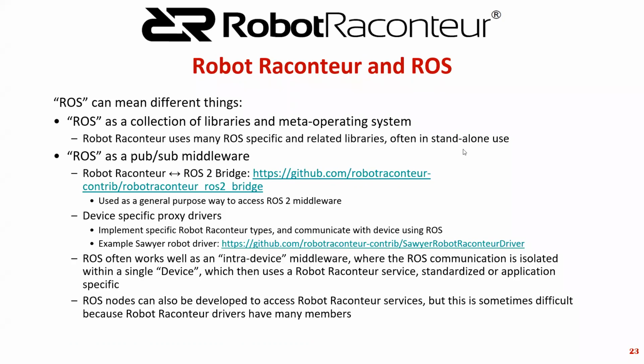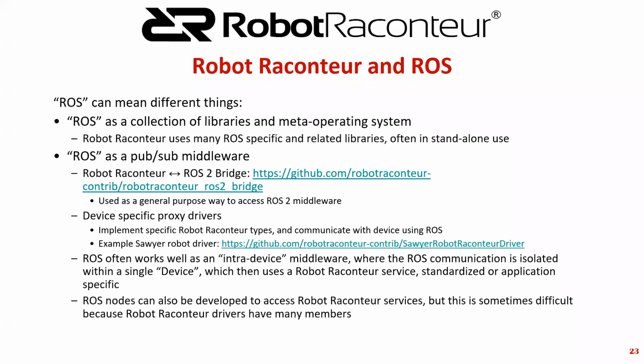So now, how do Robot Raconteur and ROS work together? Well, ROS can mean different things. ROS can mean a collection of libraries and meta operating system, in which case we use it all the time, right? We use tons of libraries in ROS. And Robot Raconteur itself is available in ROS now. Now, ROS as a pub-sub middleware is a bit more complicated. So we have the ROS 2 bridge, which allows you to have general purpose access to ROS 2 from Robot Raconteur.